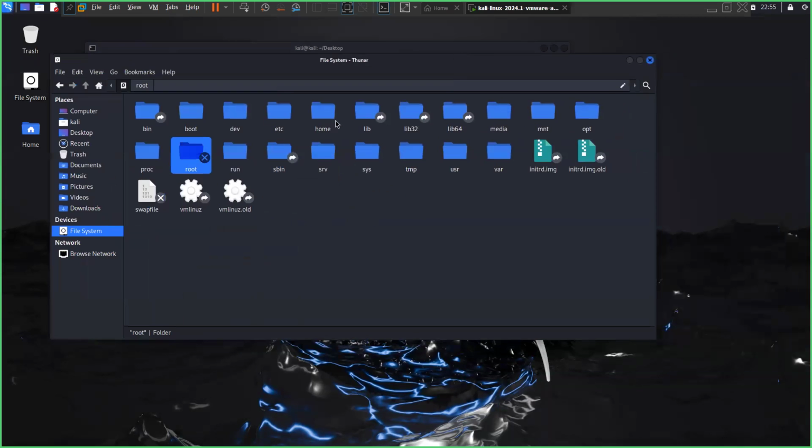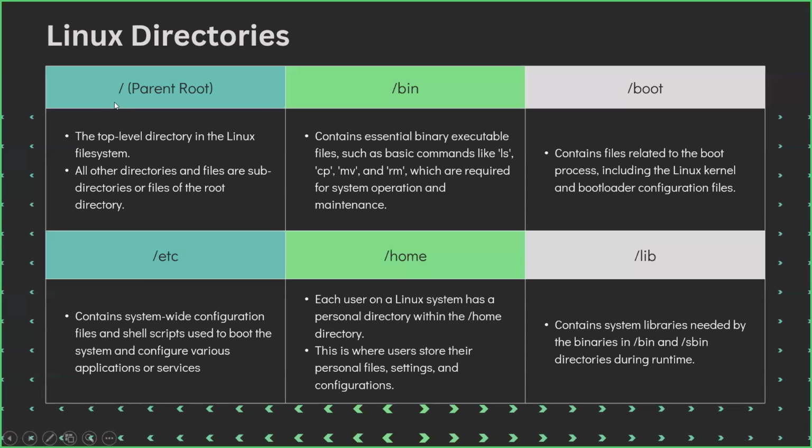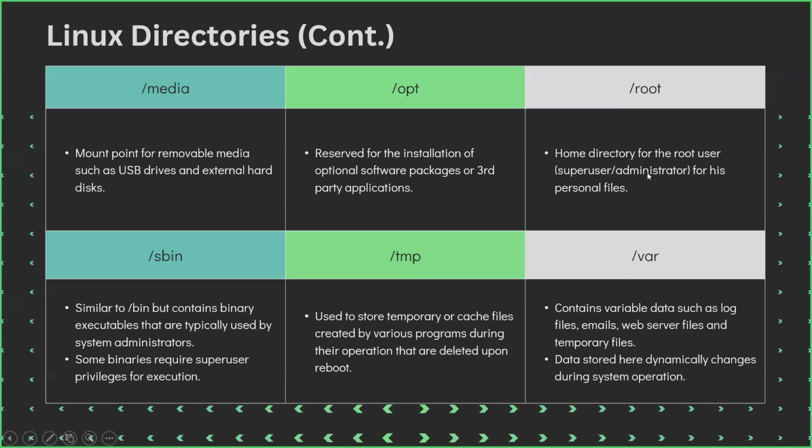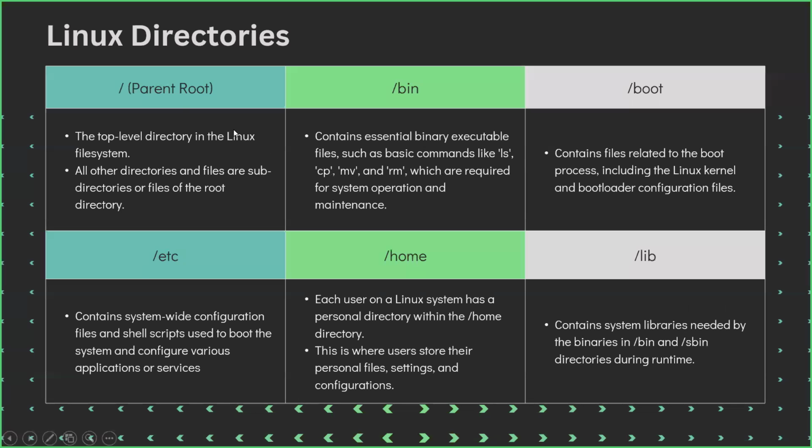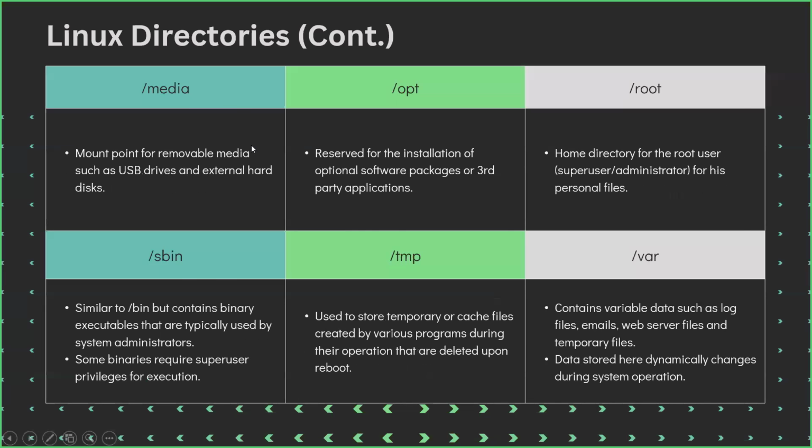So the home folder is the personal space for secondary users. The root folder is the personal space for the root user. And please do not confuse the parent root with the root user's home directory. The parent root is denoted by a simple forward slash. This is the top level directory. And the root folder is the home directory for the root user. So it's better to call this root and this the parent root. Okay. I hope that is clear.